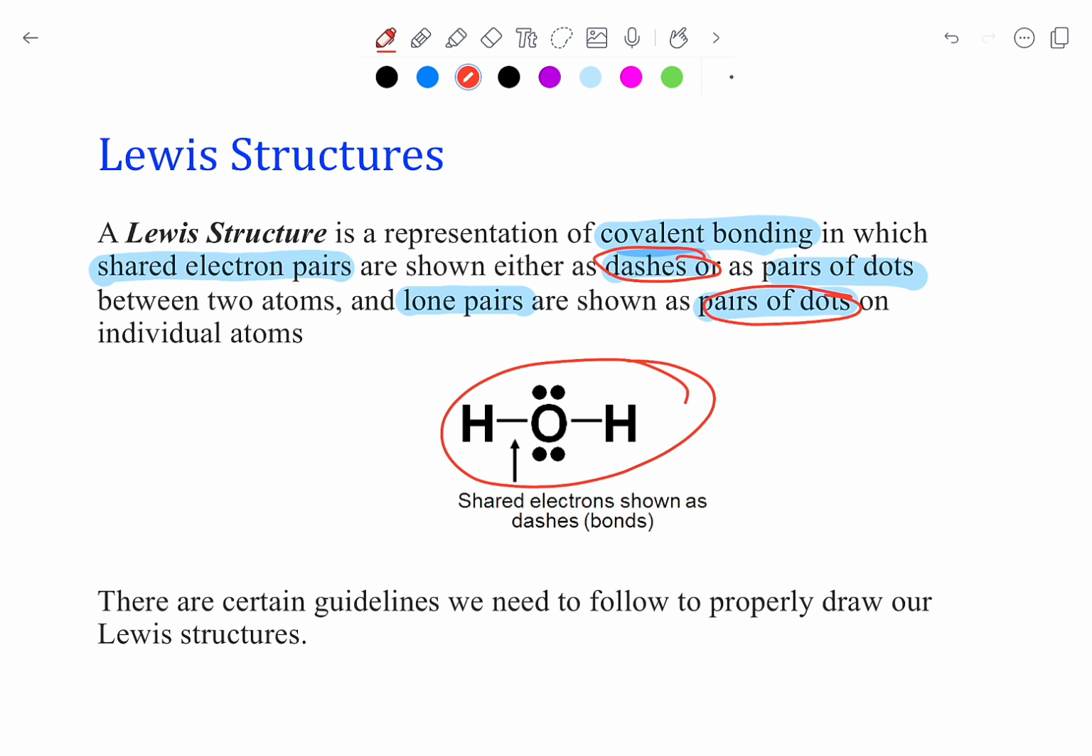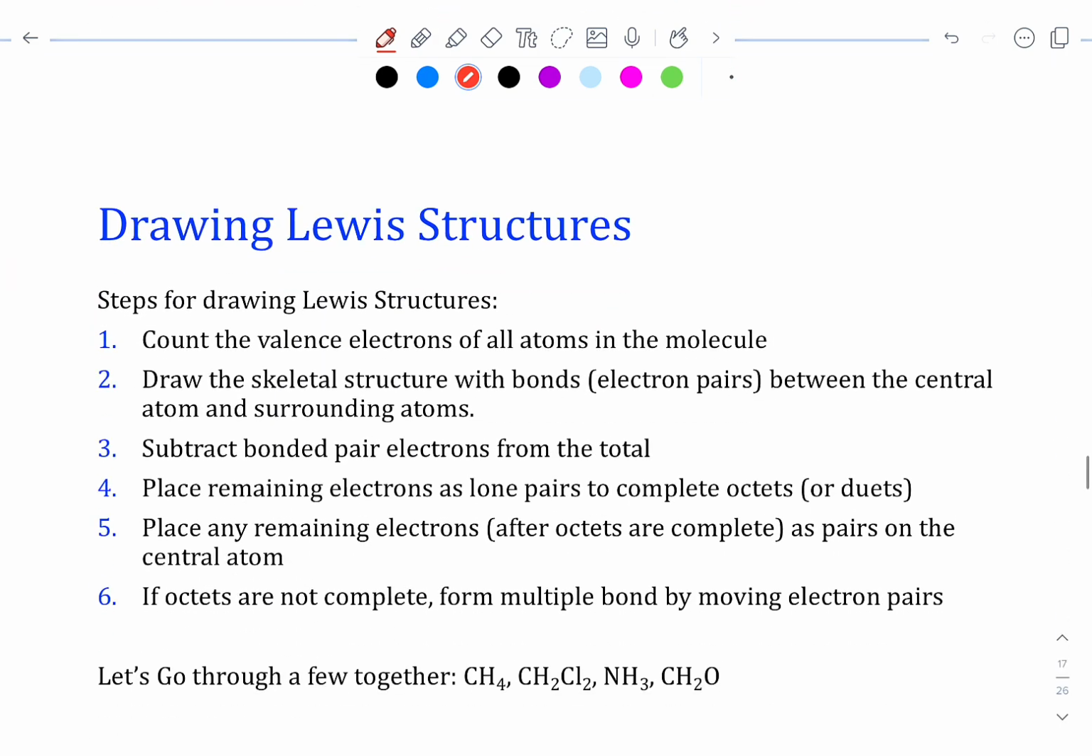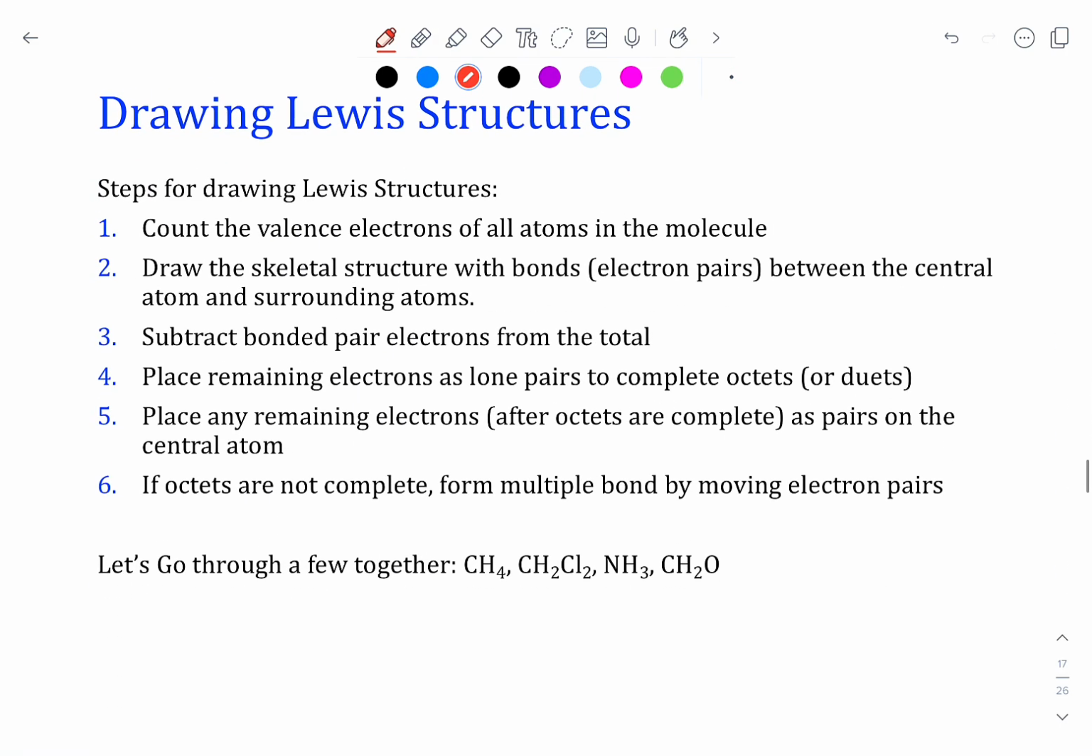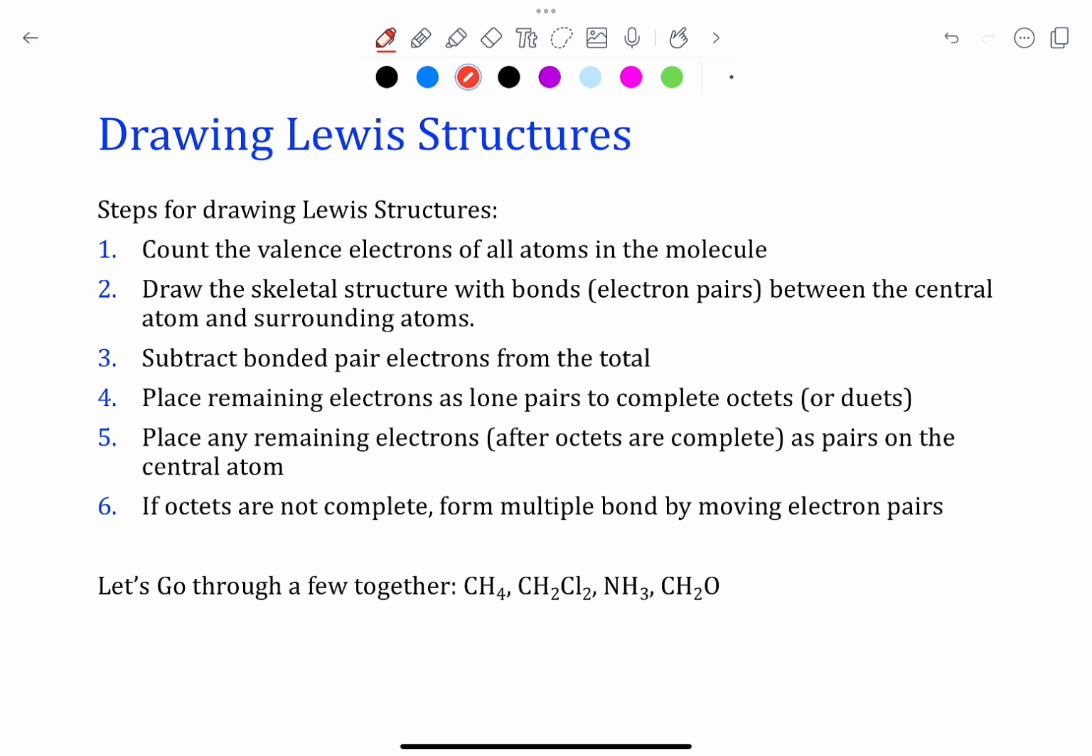Now, in order to draw these structures properly, we have to follow a certain set of guidelines to make sure that our electrons and our bonds are being represented properly. So we can't just say that we know where the bonds are going to go. We can't just make random bond placements. We have to follow a set of guidelines to draw them. So the guidelines are here below, and I believe in your lecture notes you have to copy these steps down. So copy these guidelines down as we go through them.